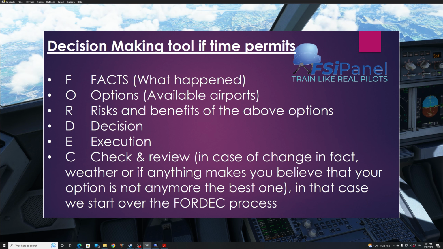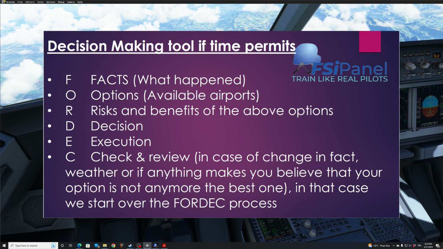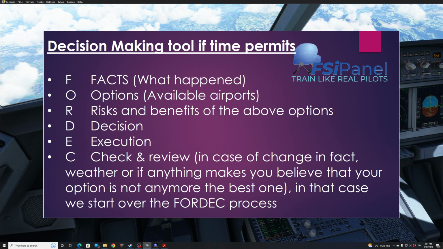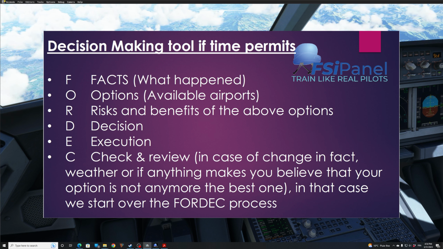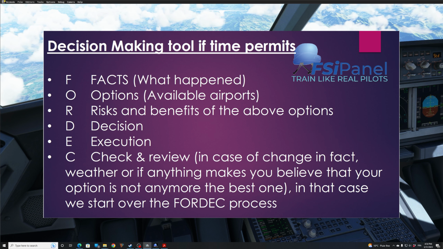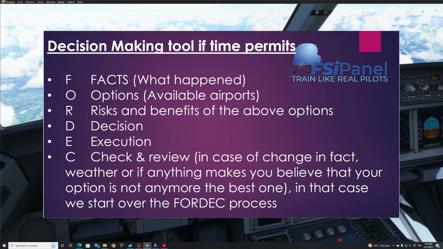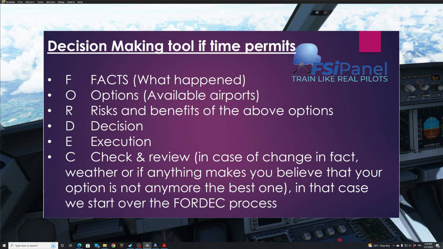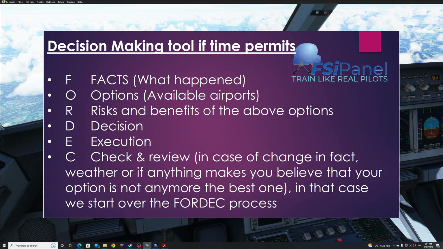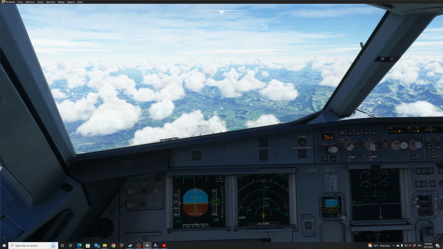And finally, we've got the last C that you can see on your screen, which is check and review. Basically, if any time you feel that your decision is not the good one, or you have a change in the facts, let's say now we have another electrical malfunction, so now it's more severe, now maybe we need to divert to the closest place. Then Geneva will be the best option for us. So that's the meaning of FORDEC. We have decided we continue to Zurich, everything is good, and let's continue.